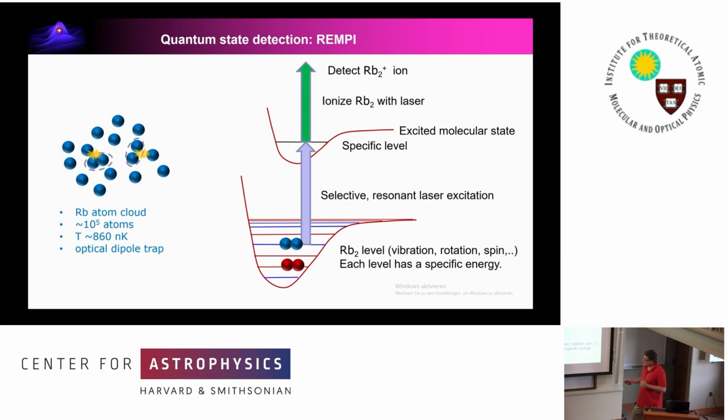So here we have a cloud of rubidium atoms, 10^5 atoms or so, at a temperature of a microkelvin. They're held in an optical dipole trap. And then every now and then, 3 of these atoms collide and undergo three-body recombination to form a molecule.